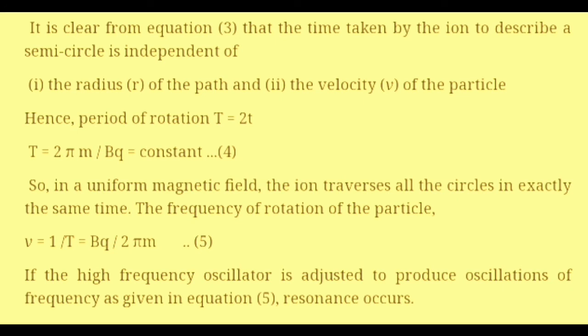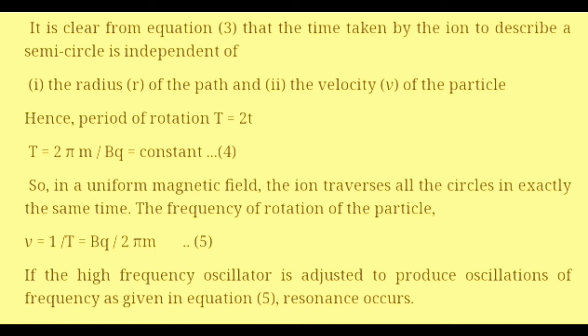So in a uniform magnetic field, the ion traverses all the circles in exactly the same time. Therefore, the frequency of rotation of the particle is given by nu is equal to 1 upon T. This is the formula for frequency, like the number of oscillations per unit time. Now just substituting the value of T from the equation number 4, we will get nu is equal to Bq upon 2 pi m, and let's make this equation number 5.